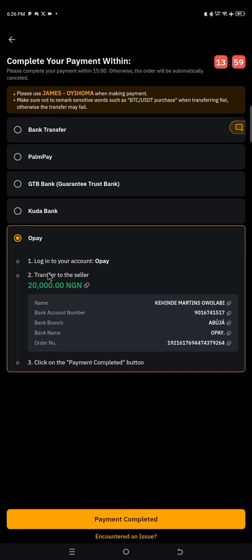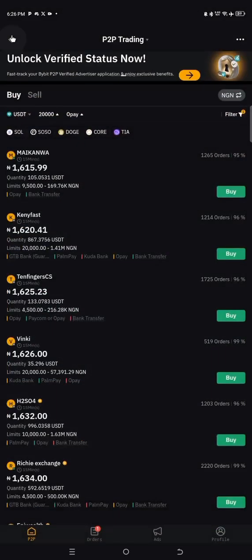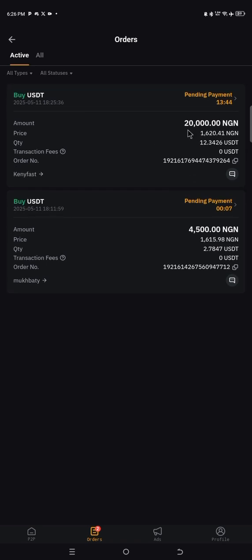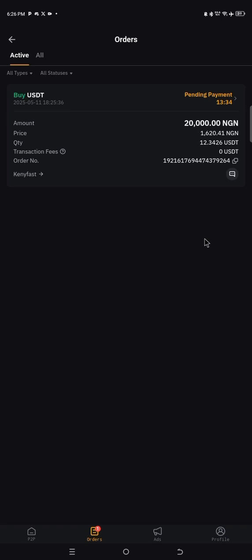Once you complete the payment there, you come to this place and click on what? Payment completed. And the person will release the amount of USDT you paid for. To know the amount of USDT, look at it now. Look at the order here. I have a pending order. Look at this 20,000 now. This 20,000 will give me how many USDT? 12.3. You can see it, 12.3 USDT.